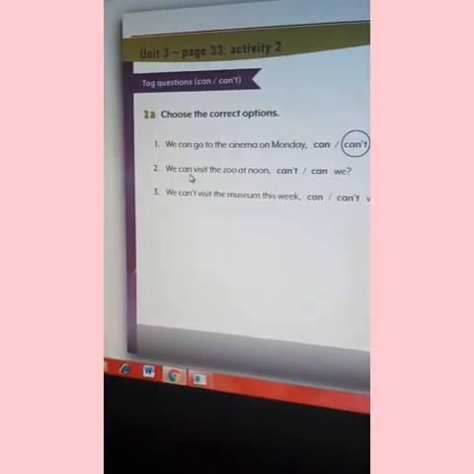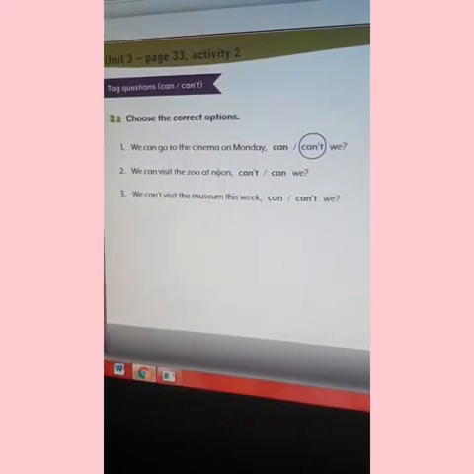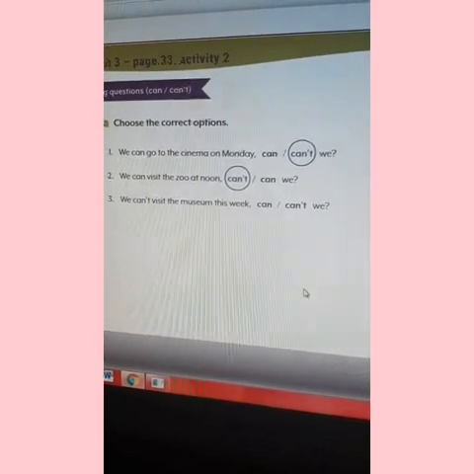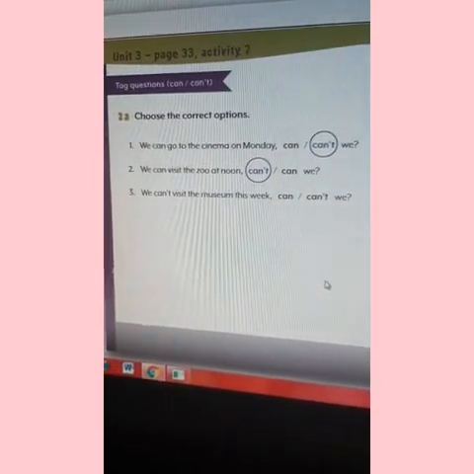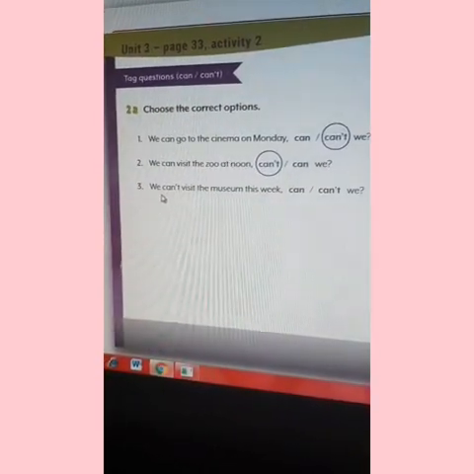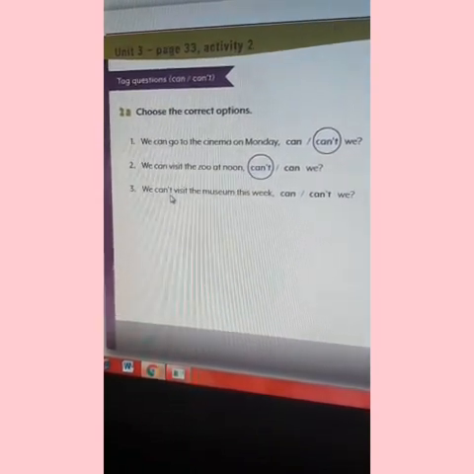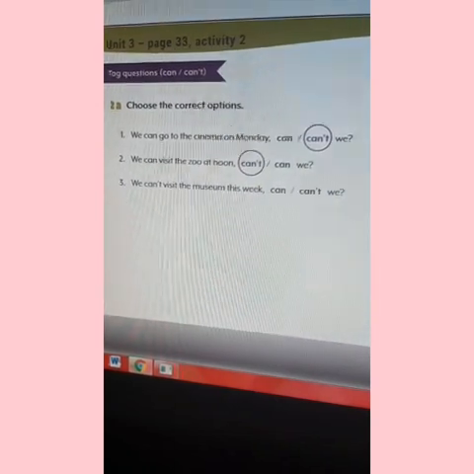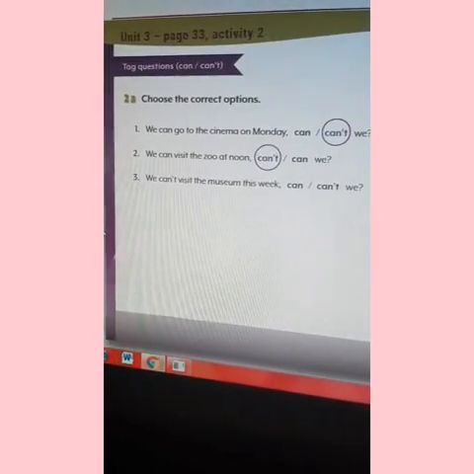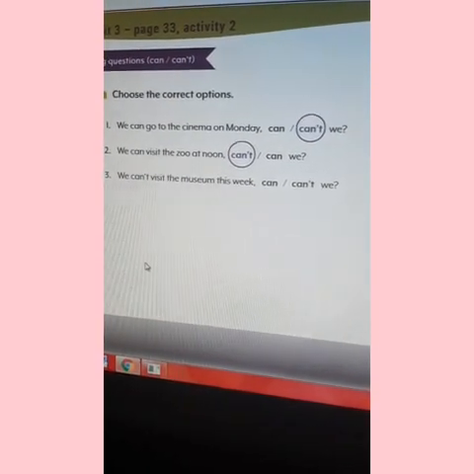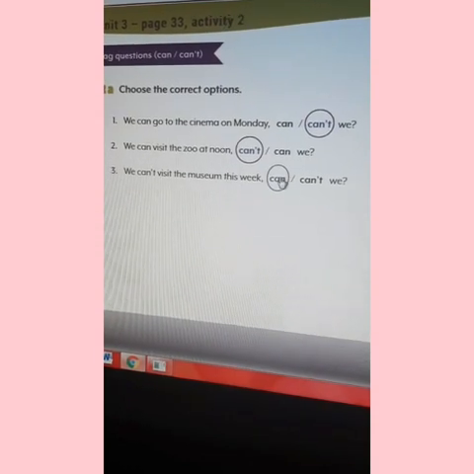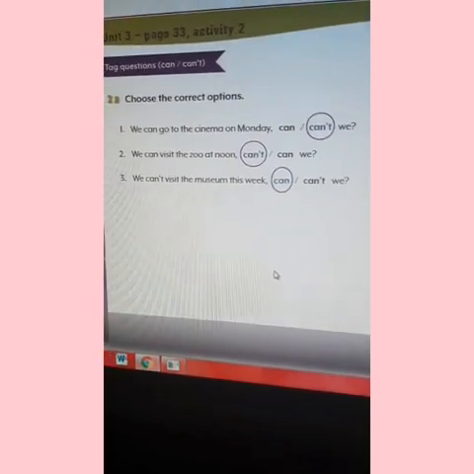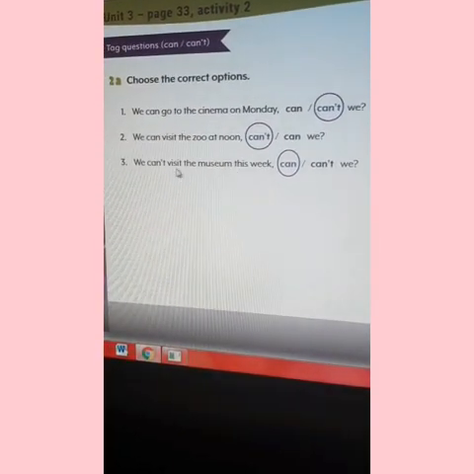Number 2, we can visit the zoo at noon. Can't we? Can't we? And the last one, we can't visit the museum this week. We can't visit the museum this week. What is the correct third question? Can we? Why? Because this is a negative statement.